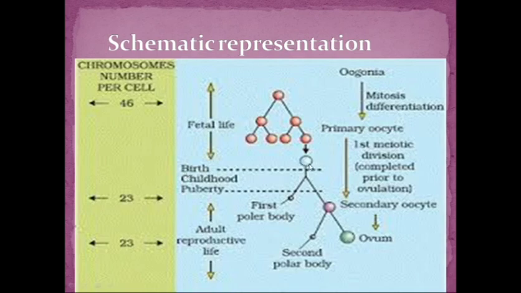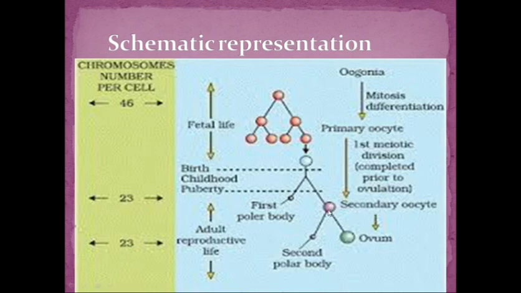Now this primary oocyte, by the time the girl child attains puberty, completes the first meiotic division, which is unequal, resulting in the formation of two cells. First one, a small polar body, which is called the first polar body, and a large cell, which is called the secondary oocyte.